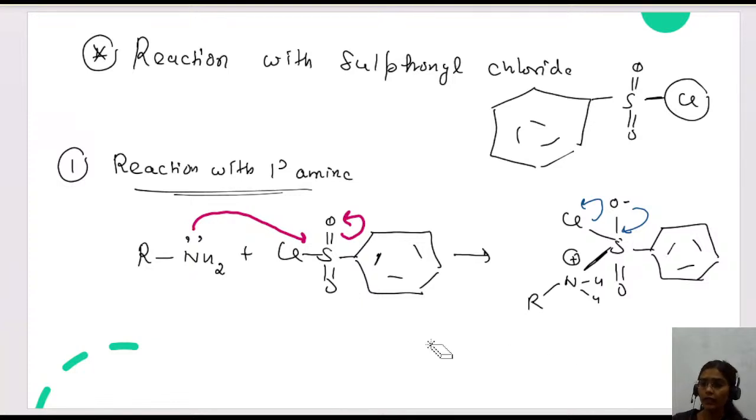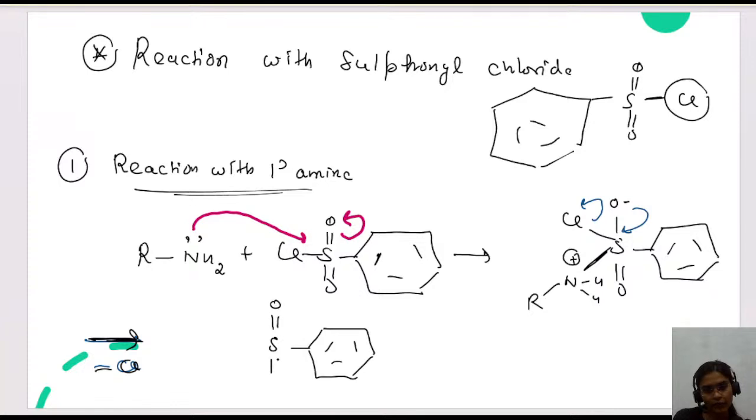Now, in this case, the next step is what? Chlorine has already left. Now we're left with this. This is benzene. This is sulfur, oxygen, oxygen, nitrogen, R, and there are still two hydrogens present. Like this. So what is the next step? What is happening?